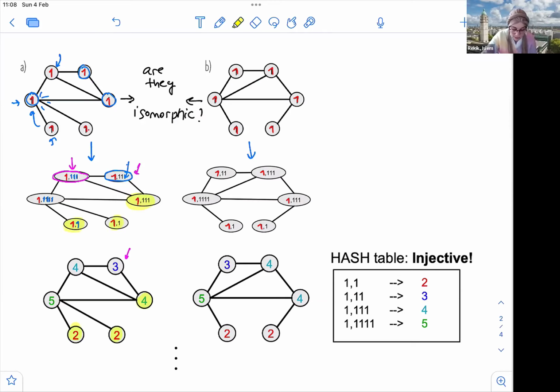Now we need to define the hash table. It is injective, which means it maps different inputs to different outputs. So 1 will be indexed as 2, this becomes 3, etc. And these will define different colors. Okay, so 1, 2, 3, 4 are actually colors, but it's nice to see them as numbers because it's easier to track. Okay, now what happens if we reiterate this?